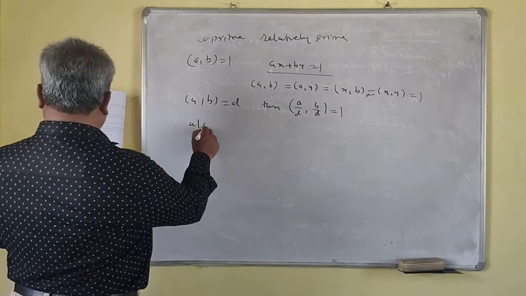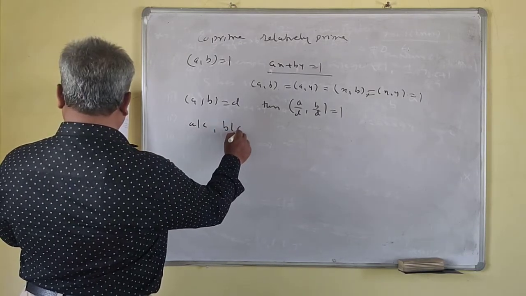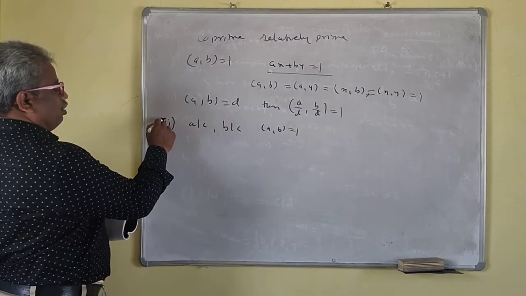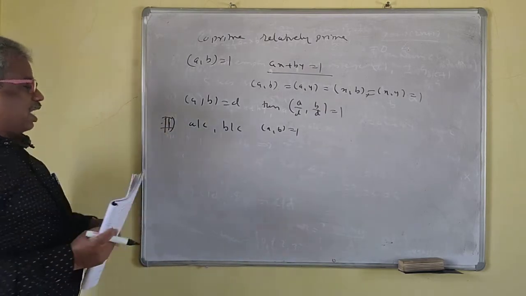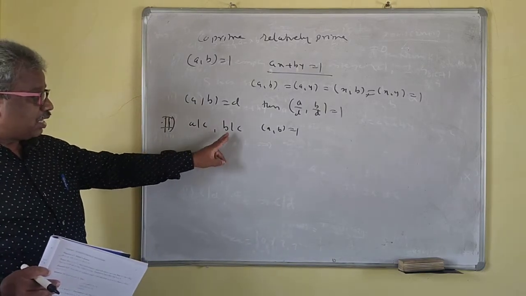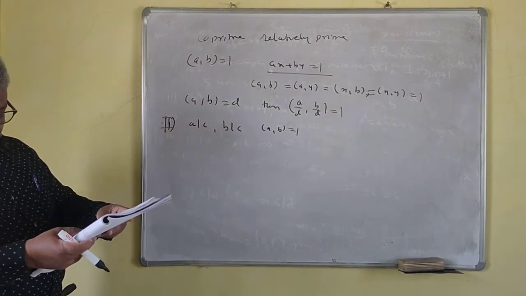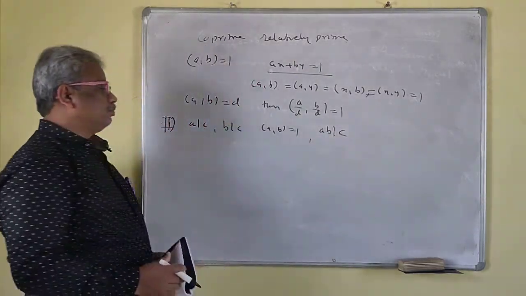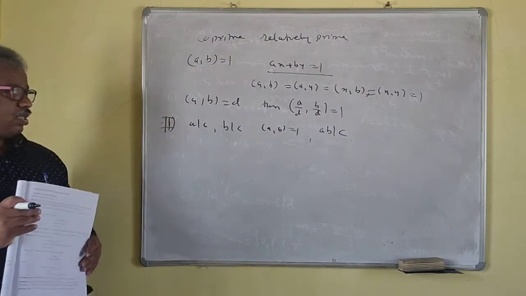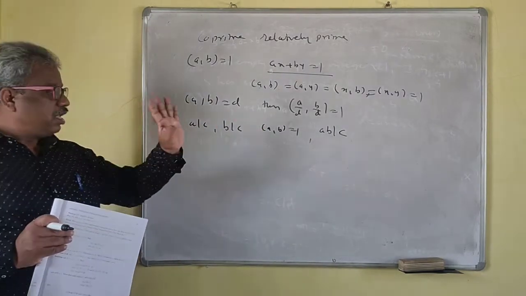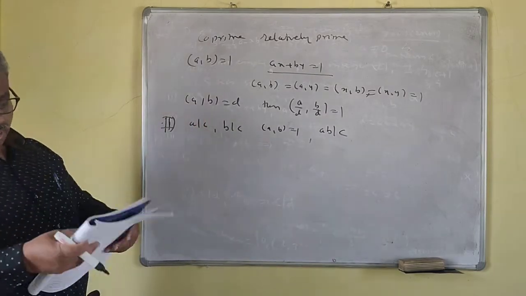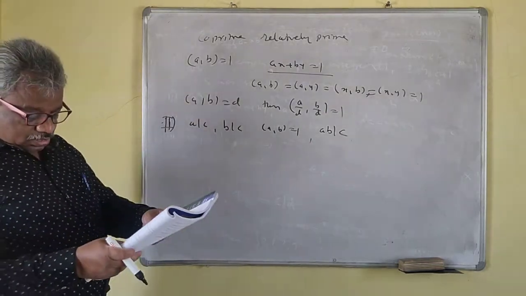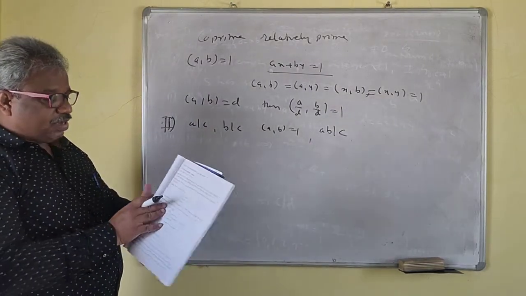If a divides c and b divides c, such that GCD of a and b is equal to 1, whatever the number is, very important this: a divides c, b divides c, both are divisors of c. If GCD of a and b is 1, then the product ab also divides c. So only if the GCD is 1 does this happen. If GCD is not 1, then this is not true; ab does not divide c, not in general. Okay, so you should remember this also.